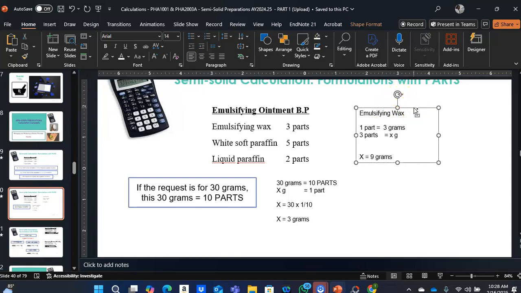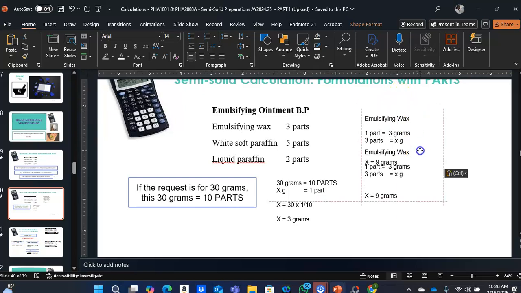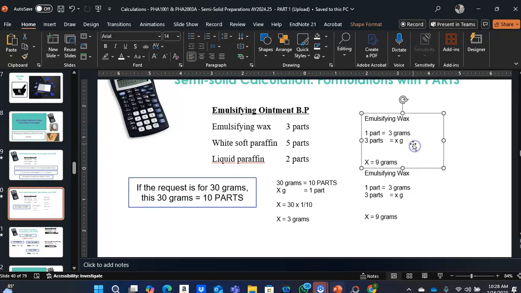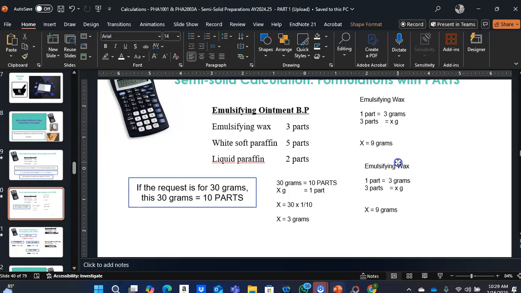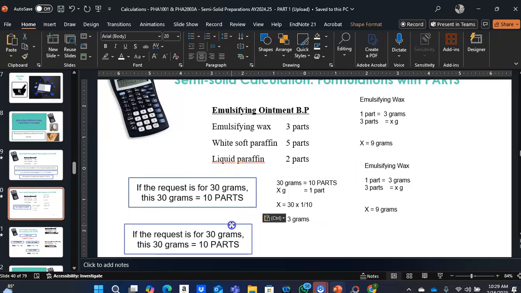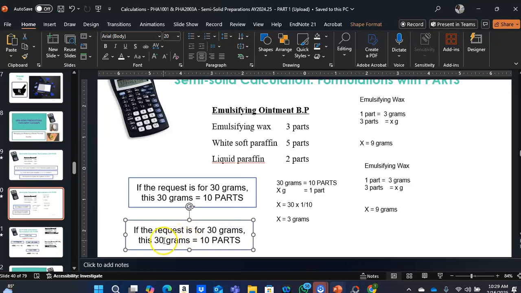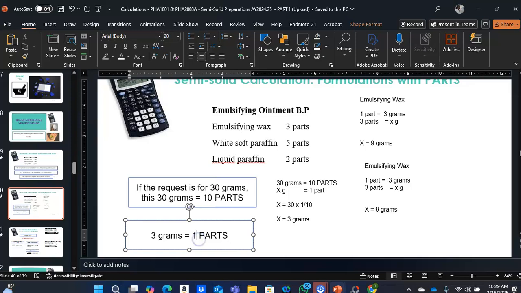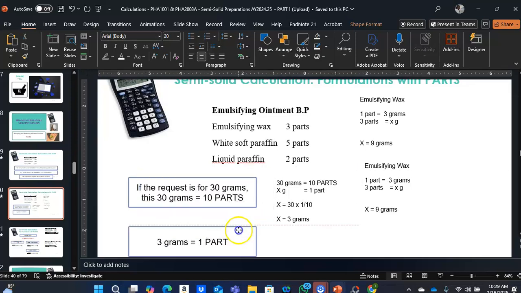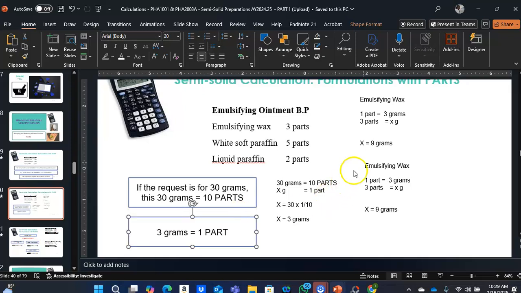And so it's up to you if you want to solve it the way wherein we make 30 grams is equal to the 10 parts, and so you work it out. Or students differ. You can solve what 1 part represents. And so here, 1 part equals 3 grams. And so you use this to drive the calculation here.